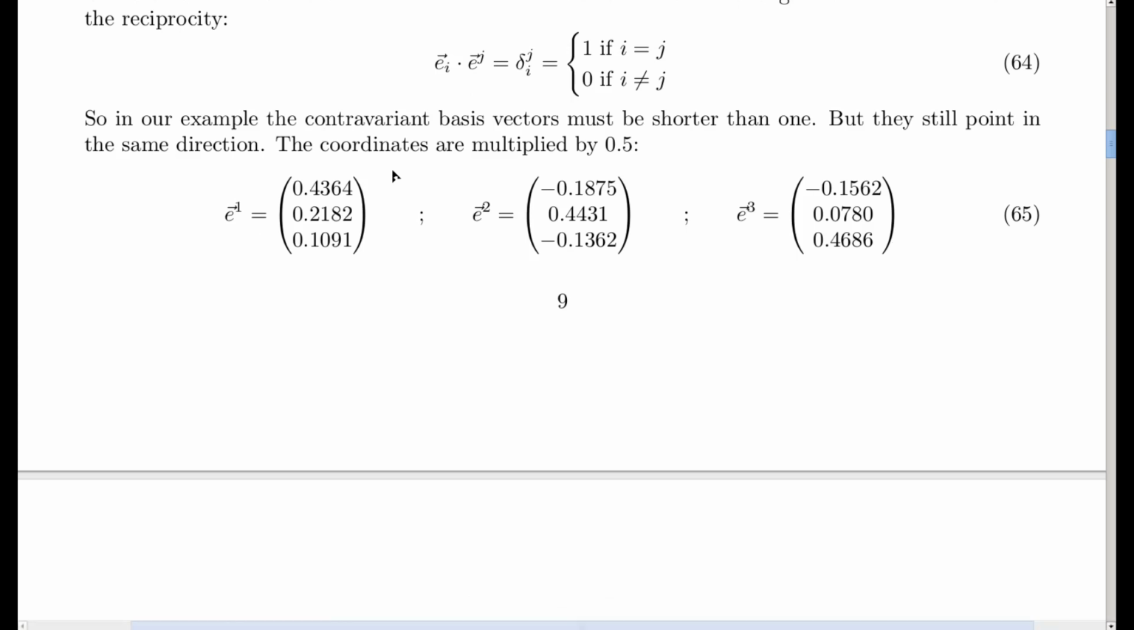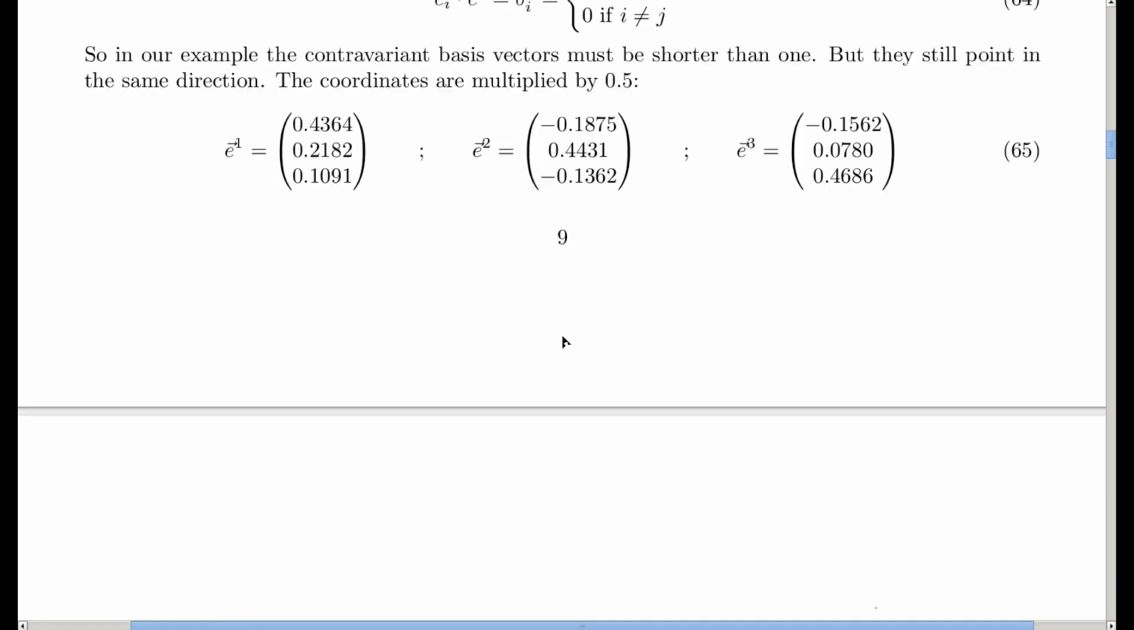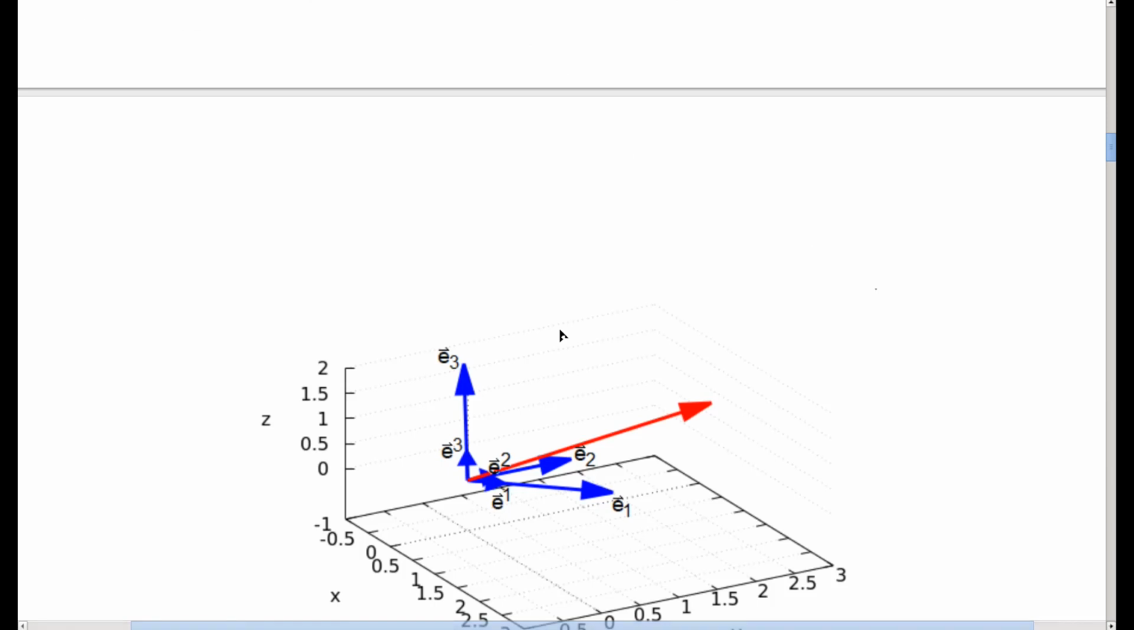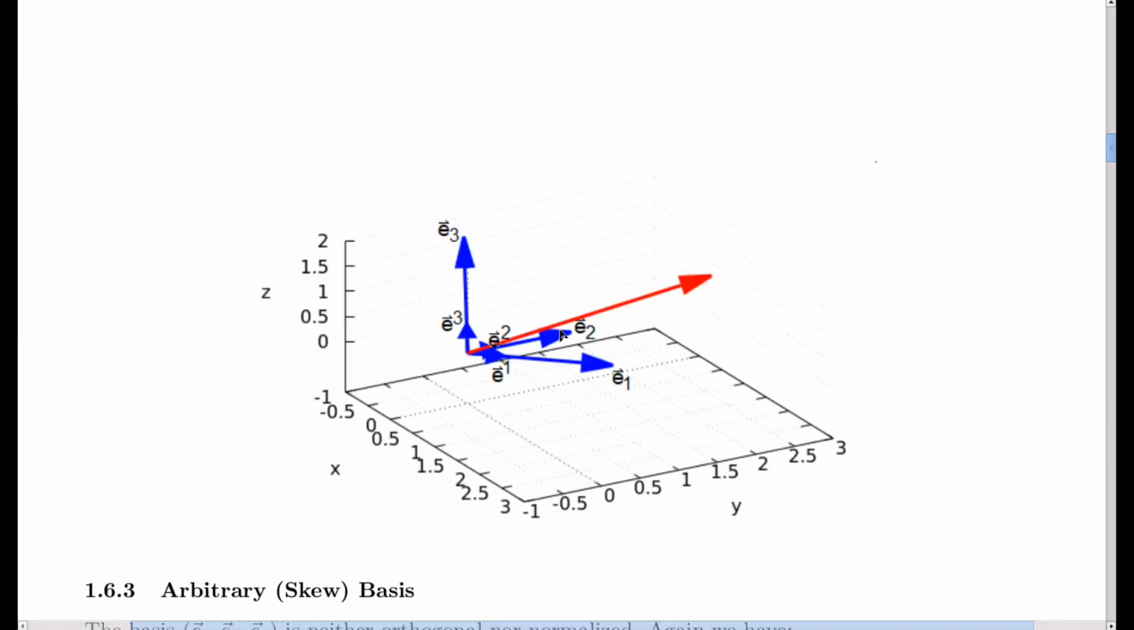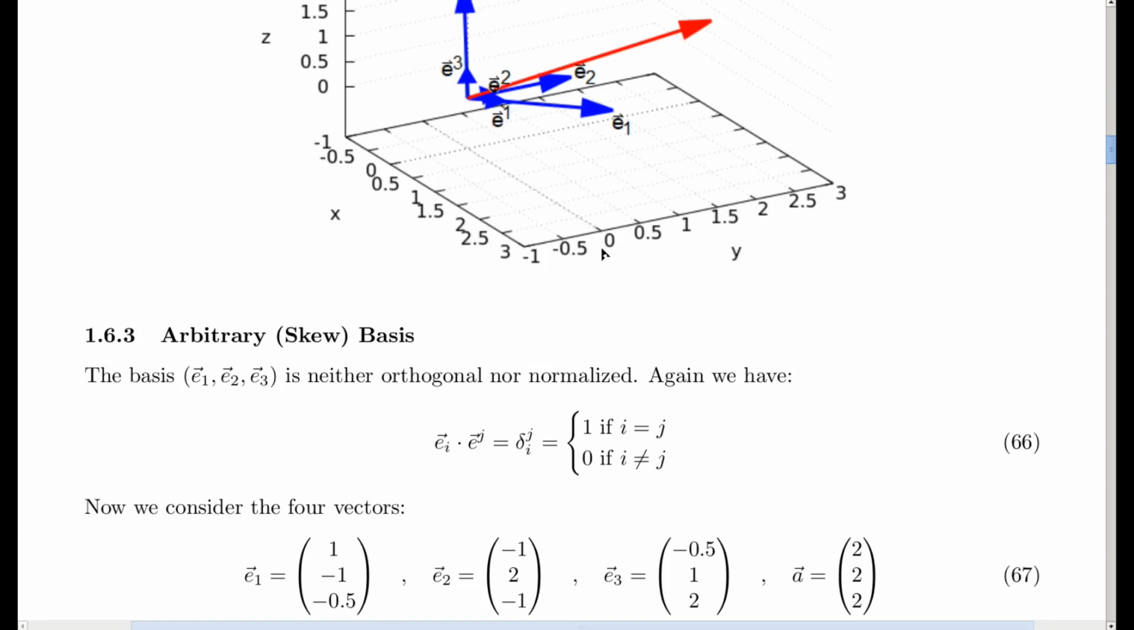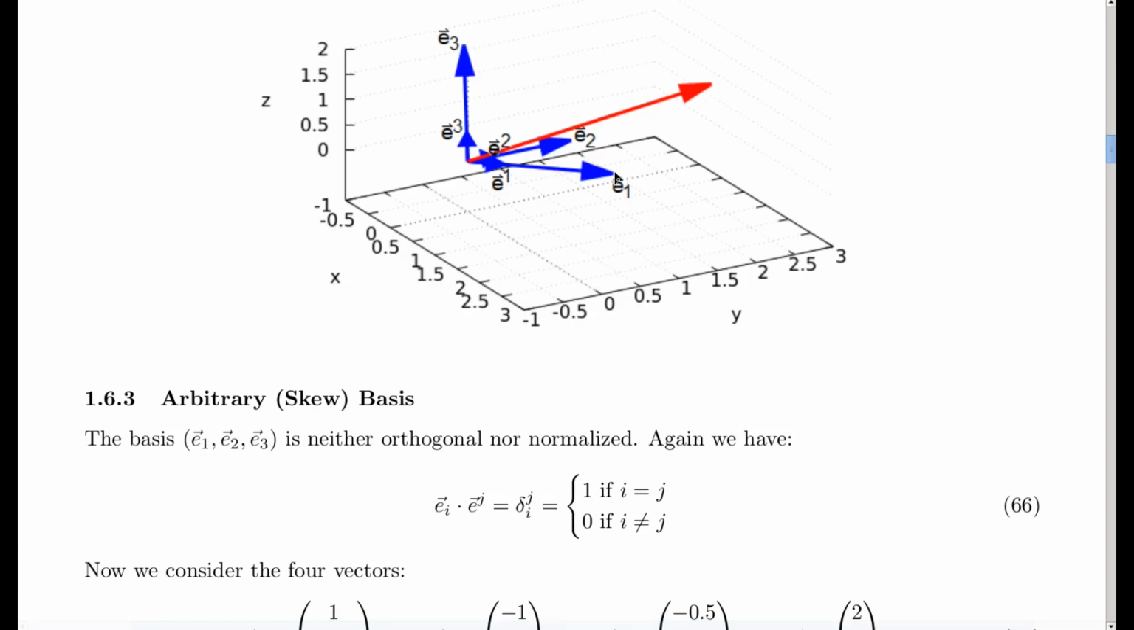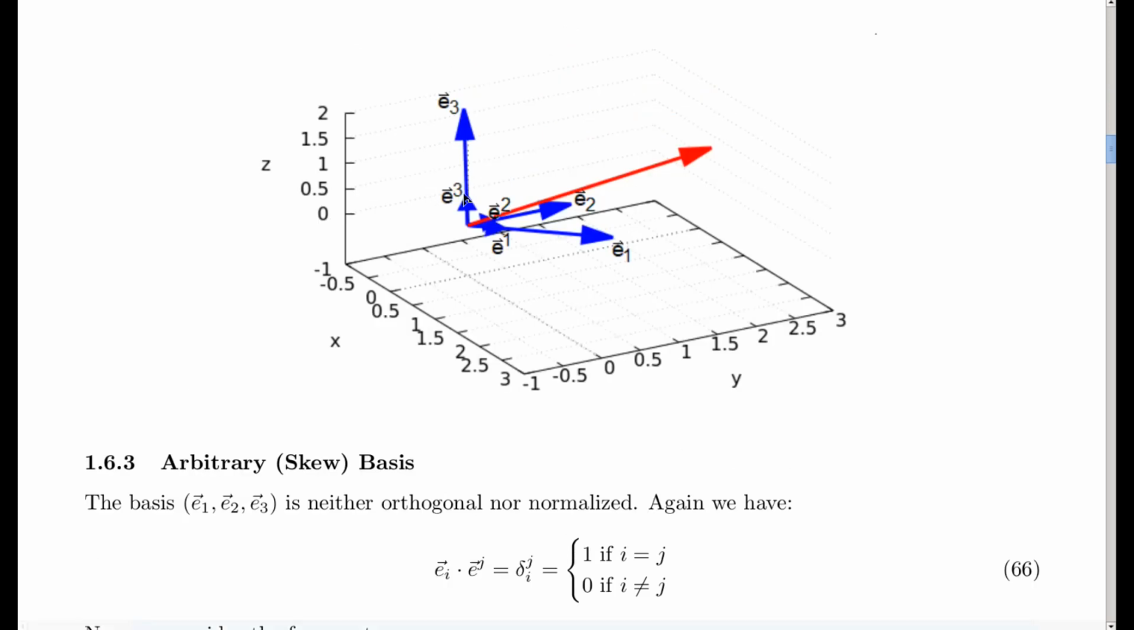So here we have the covariant basis vectors, and in this case the co- and contravariant basis vectors point in the same direction but they have different lengths. We see that in this diagram. The longer arrows, the longer vectors here are the covariant basis vectors, and the shorter ones are the contravariant. But for example, E3 co- and contravariant point into the same direction.